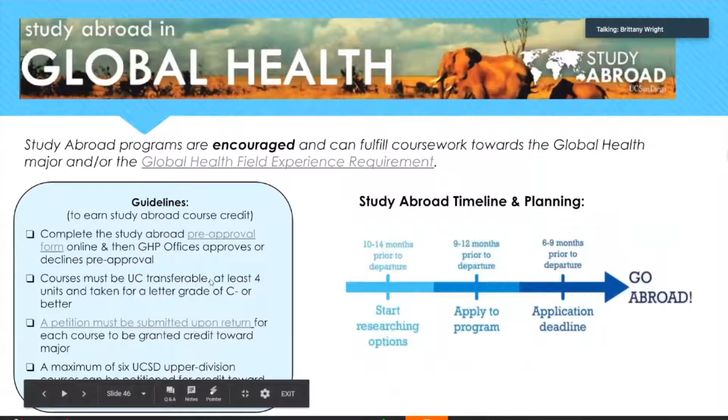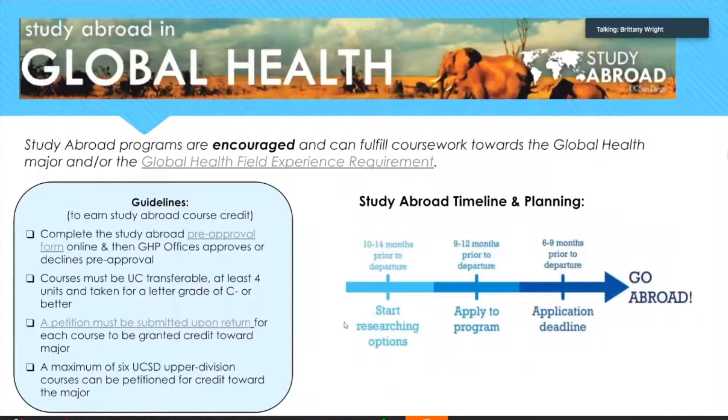And there is a pre-approval form. On the field experience and on our study abroad page, we do have pre-approved programs. We've already pre-approved courses for some programs, but if you are planning to do coursework to apply for your major, you can submit a pre-approval form online. That way, before you go on study abroad, you're going to have that guarantee that the coursework is going to come back and count for your major. And when you return, you'll submit a petition once it's on your academic record to actually get that to count. So you can take a maximum of 6 courses for study abroad to count towards your global health major.